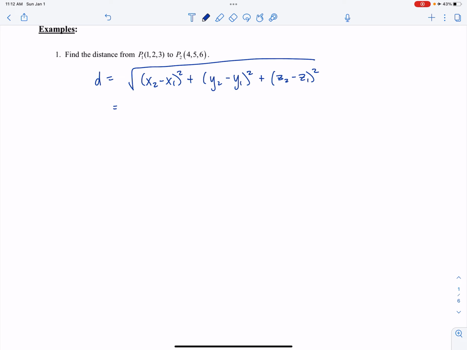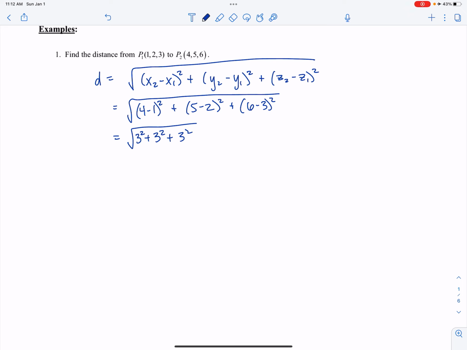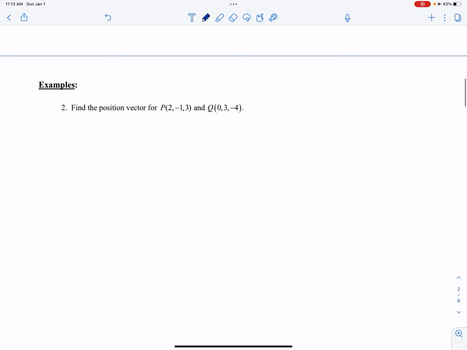What do we get? Well, we have 4 minus 1 and 5 minus 2 and 6 minus 3, which gives us 3 squared plus 3 squared plus 3 squared. So 9 plus 9 plus 9, root 27, which we can reduce to 3 root 3. So the distance from point 1 to point 2 is 3 root 3, whatever units they're moving in.